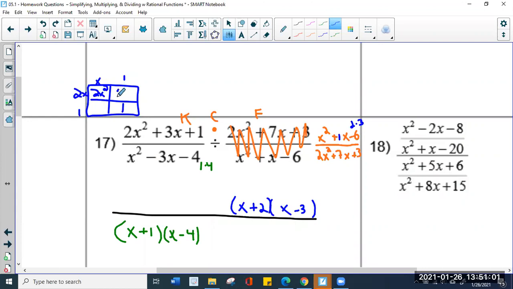2x times 1 is 2x, and x times 1 is x. And when I add these together, I get 3x. So you just gotta, I don't want you to forget your skills. I'm not trying to annoy you. When you look at it, you realize it's not really that hard of a problem. Mr. King is just trying to get me to remember how to do the box method.